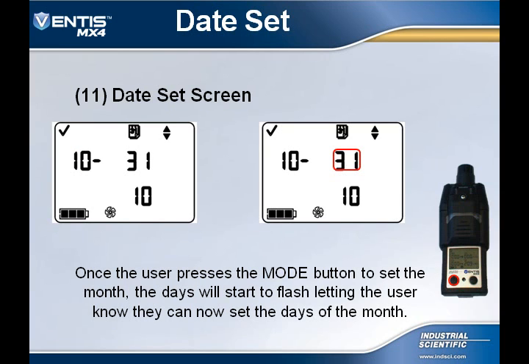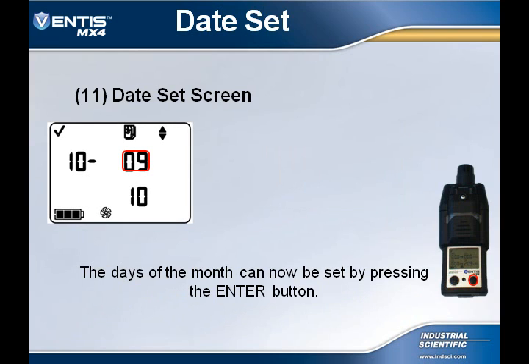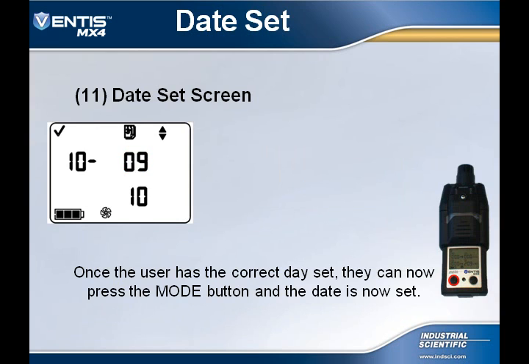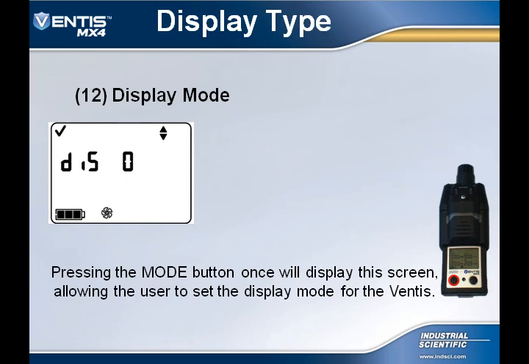Then the days digit will start flashing, allowing the user to change the day of the month. Pressing the Enter button will change the days digit. Once the days are correct, pressing the Mode button will enter that date into the Ventis MX4. Upon completion of setting the date, pressing the Mode button once will take the user to the next screen.